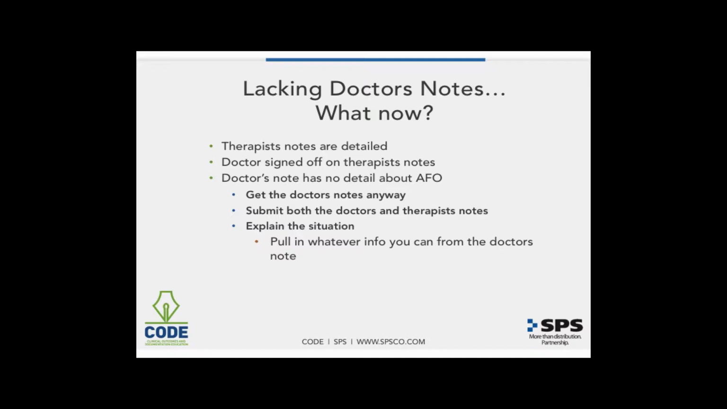But what you need to do in this case is explain the situation. Pull whatever information you can from the doctor's note. Maybe there's something about medication. Maybe there's something about strength or stability, what have you, in the doctor's general note, even though they didn't go into detail about the need for an AFO. Then you combine that with the therapist's note that does have a bunch of detail and your note that brings them both together and ties the whole thing into a care plan. All of those together could be really substantial and beneficial.